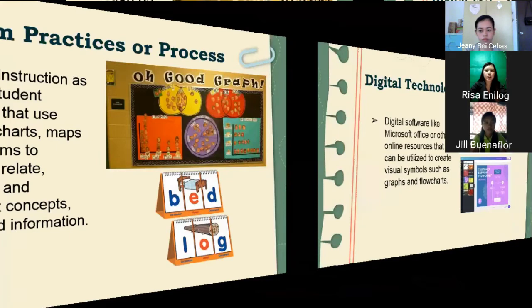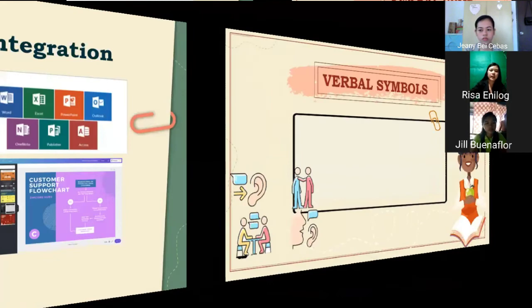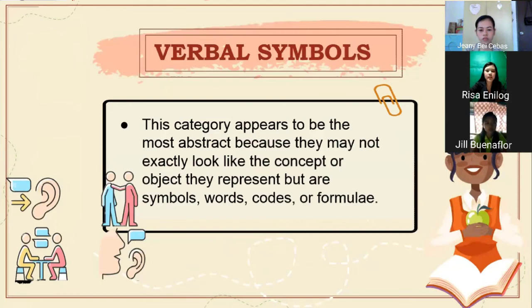And then for digital technology integration, digital software like Microsoft Office or other online resources can be utilized to create visual symbols such as graphs and flowcharts. Another level is the verbal symbols. This category appears to be the most abstract because they may not exactly look like the concept or object they represent, but are symbols, words, codes, or formulae. So this is a highly abstract level that does not involve visual representation or demonstrations or any other traces to their meanings.